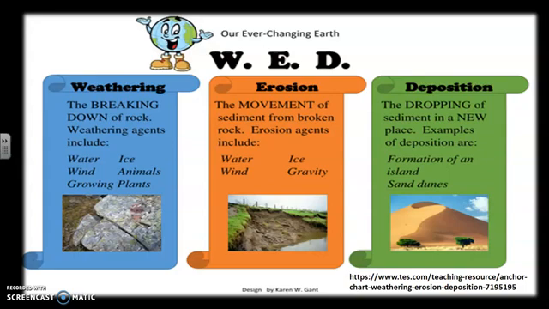Erosion agents include water, wind, ice, and gravity. Deposition is the dropping of sediment in a new place. Examples of deposition are formation of an island and sand dune.